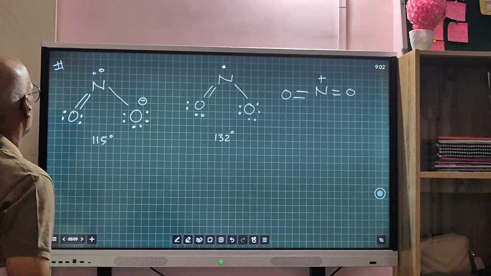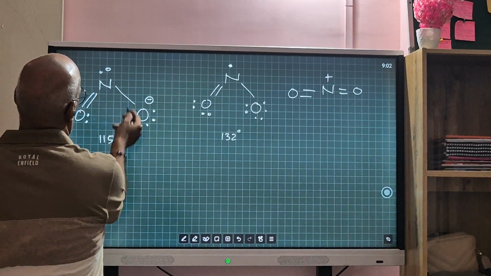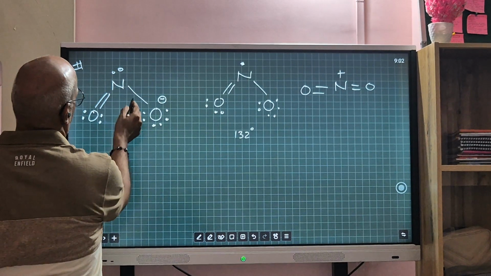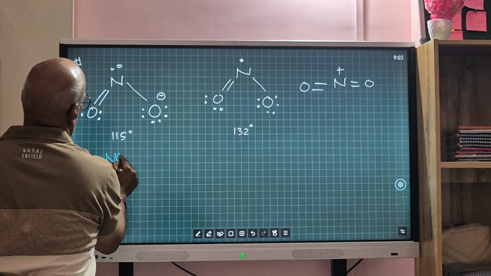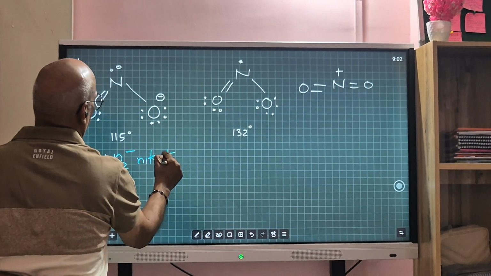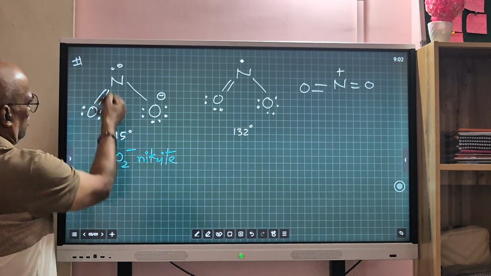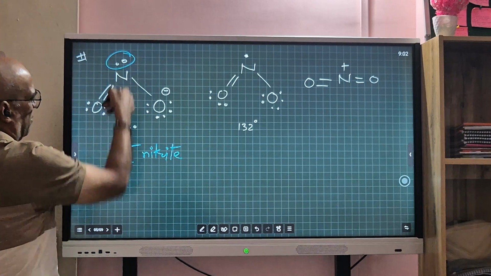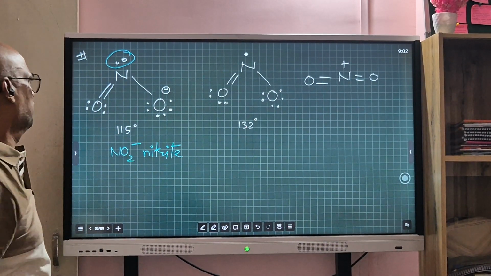Okay, so this is again the nitrite, NO2 minus, nitrite ion. So here you can see the lone pair. So repulsion of lone pair will decrease the bond angle to 115 degree.